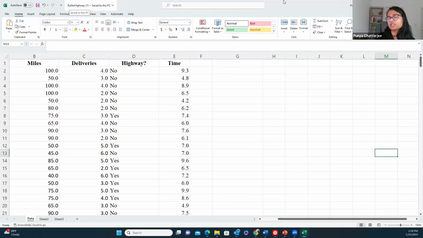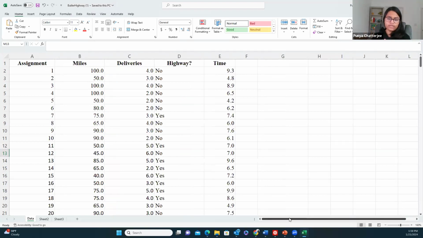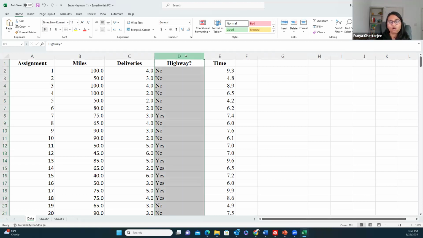All right, so if you look at the data, it's the same structure, the same context. We are looking at data from Butler Trucking Company, and the manager is trying to predict time based on a few factors. In the last example, we had miles and deliveries: the number of miles they have to travel to complete the assignment and the number of deliveries that they make during the assignment. But now I have also added one more column, which is called highway question mark.